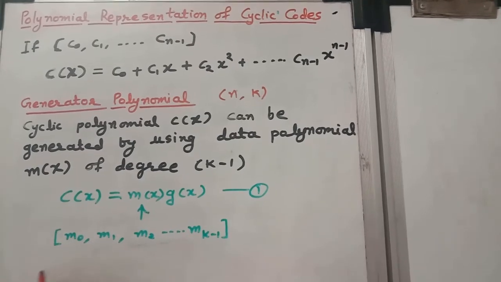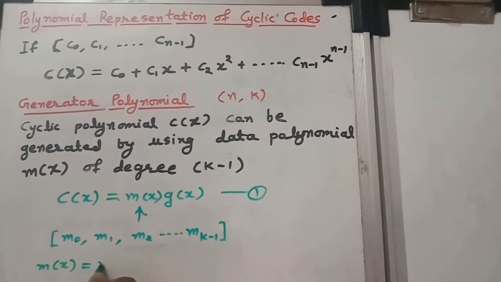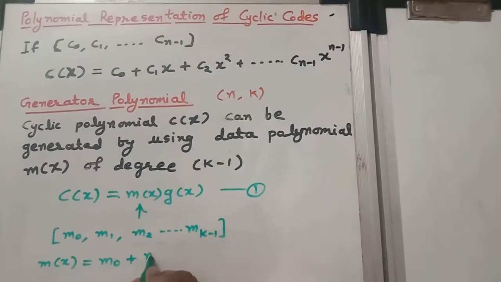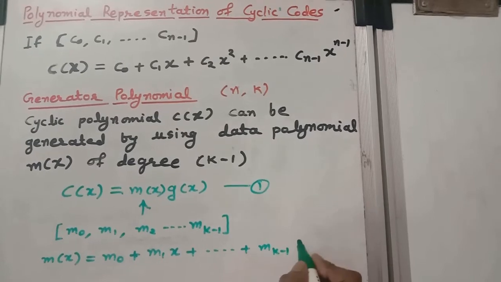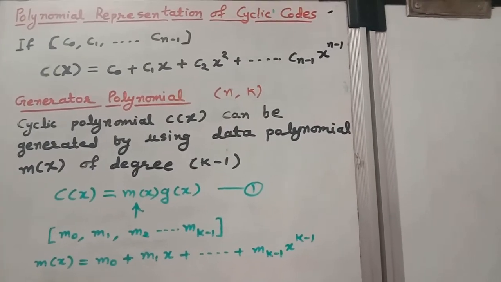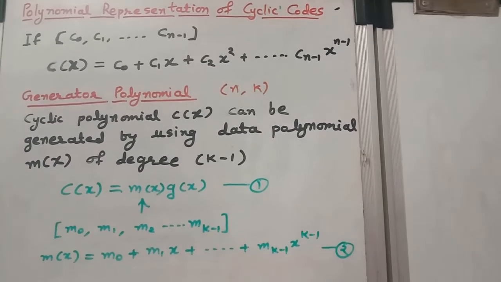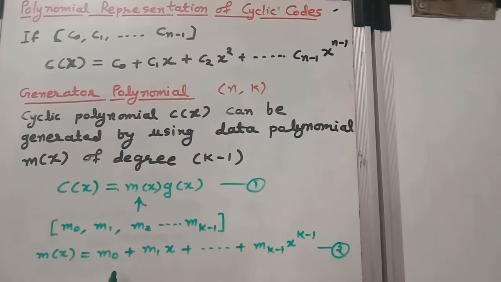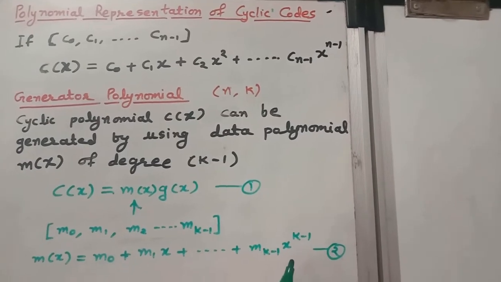So this message polynomial m of x can be represented as m0 plus m1x plus ... plus m_(k-1) x raised to power k minus 1. This is our message polynomial. This is, suppose, our equation 2. If this message polynomial is combined with the parity bits, it will form our code word.